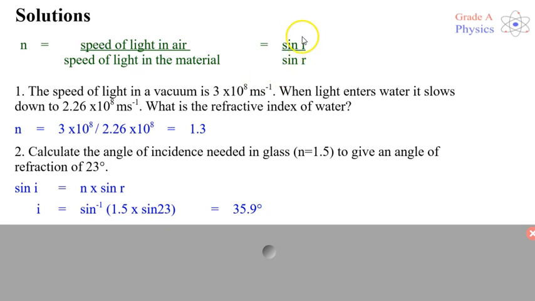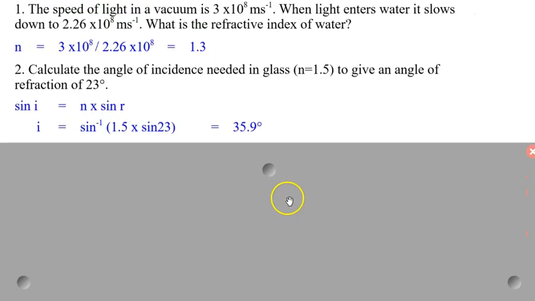Question 2. So we've got this expression, we need to make sin i the subject. So take sin r from the bottom to the top. So n multiplied by sin r, 1.5 times sine of 23. And then remember, we're trying to find the angle of incidence, so we need to find sine to the minus 1, and we get 35.9.